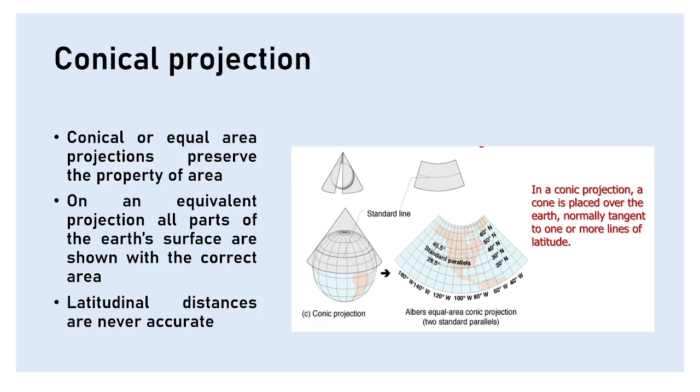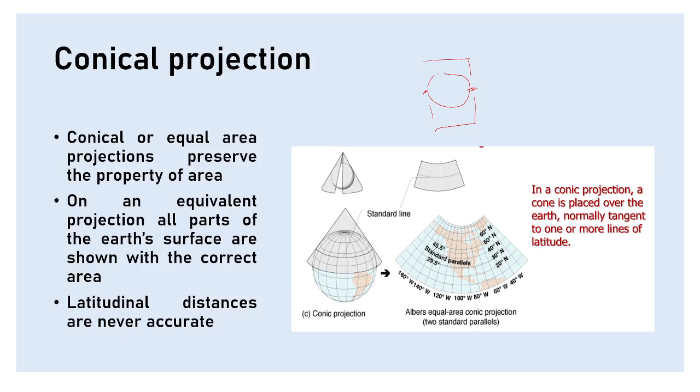So in a conic projection, a cone is placed over the Earth. Just like how we had a cylinder there, here we are using a cone. It is normally tangent to one or more lines of latitude. In the previous case, you had the Earth kept inside a cylinder and it was tangent only at the equator. But here it will be tangent to one or more lines of latitude, like 20, 30, 40, 50, 60. It can be one line or more than one line because it's in the shape of a cone.